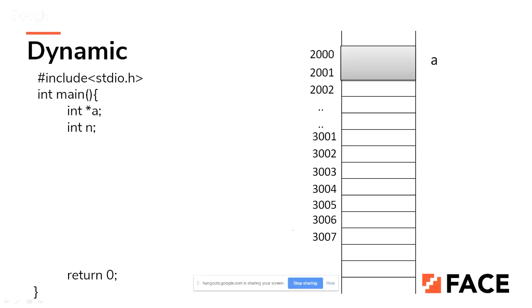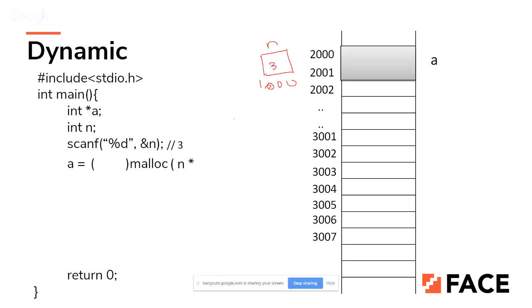Next, int n. What do you mean by int n? I am declaring a normal variable. So for this variable n as well, the memory will be allocated. Let's imagine for this variable n, the memory is allocated here, and the address of this n will be 1000. Now by using a scanf function, I am getting the value of n. What is the value of n? Which is 3. Fine.